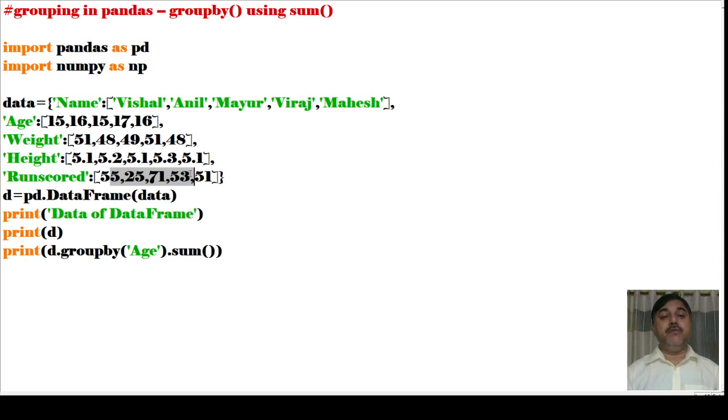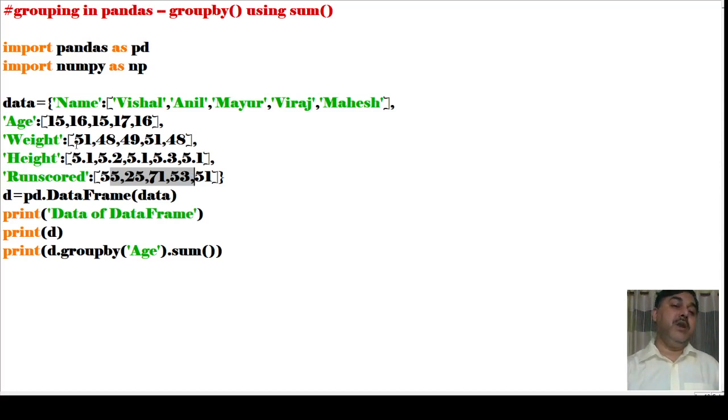After that I have taken age. Age is a number field, an integer number field. Weight is also an integer number field. Height is a floating point number field. Round score is an integer type of number.